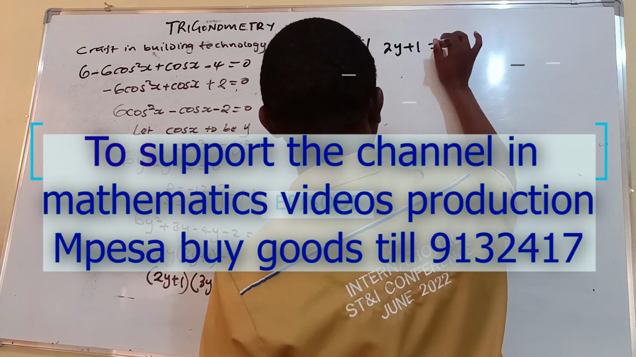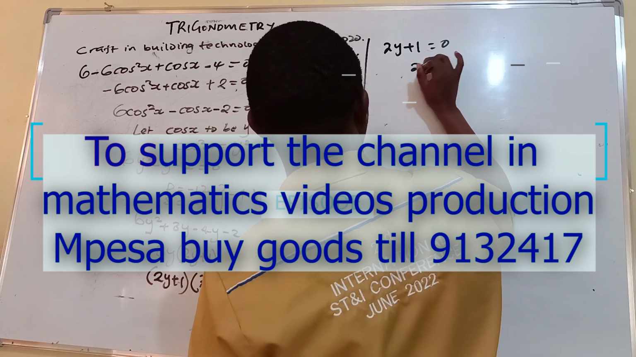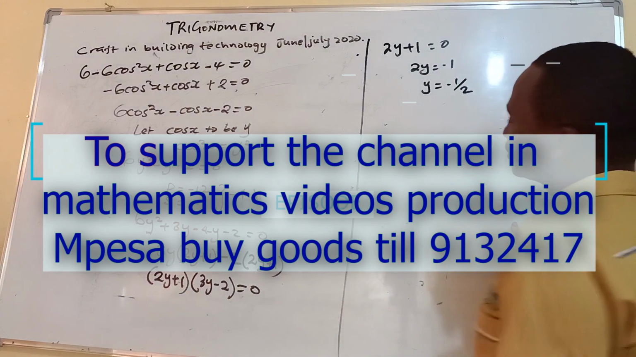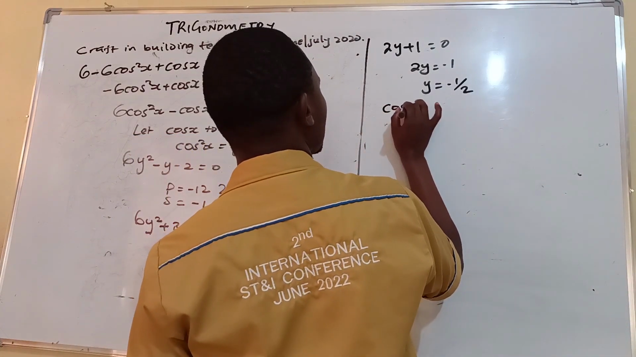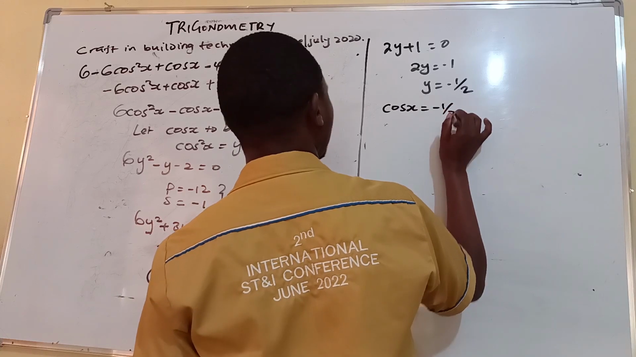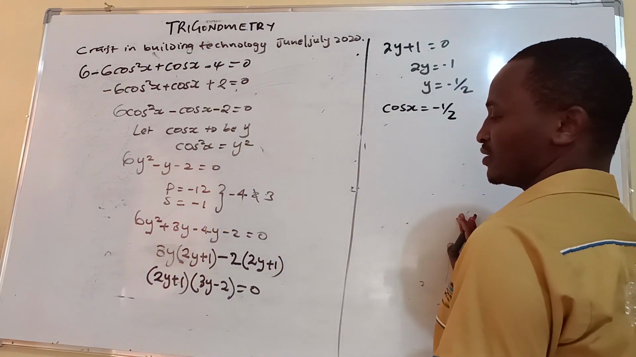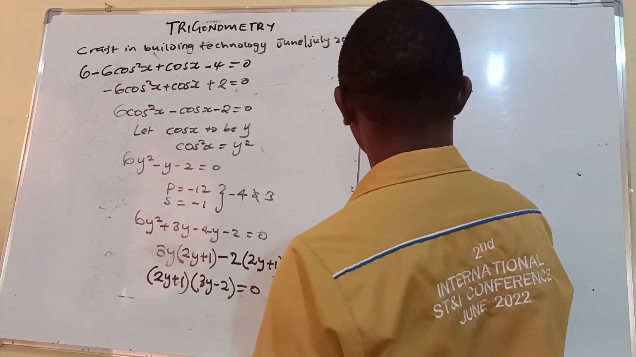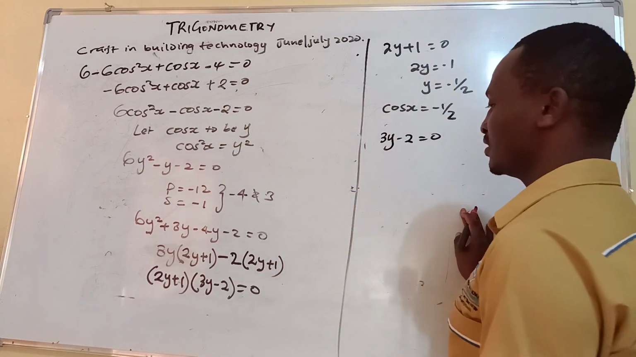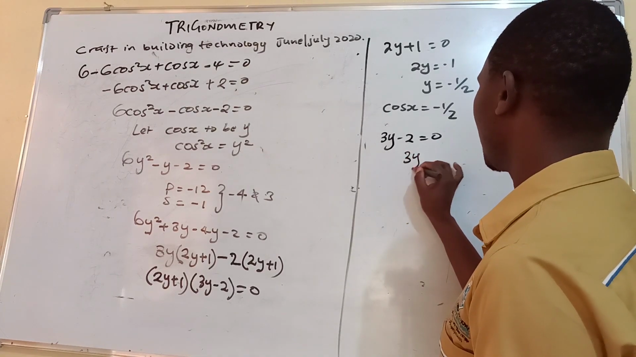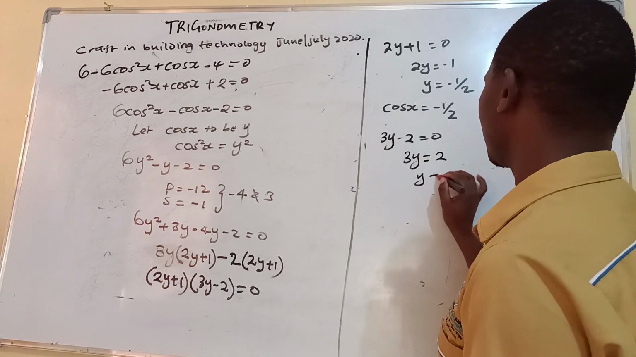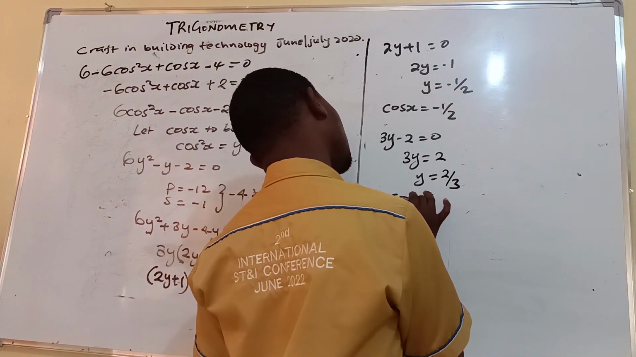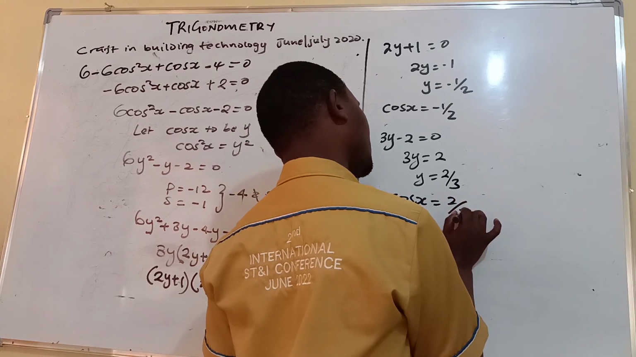plus 1 is equal to 0, meaning 2y is equal to -1, y is equal to -1/2, or cosine of x is equal to -1/2. We also have 3y minus 2 is equal to 0, meaning 3y is equal to positive 2, or y is equal to 2/3, or cosine of x is equal to 2/3.